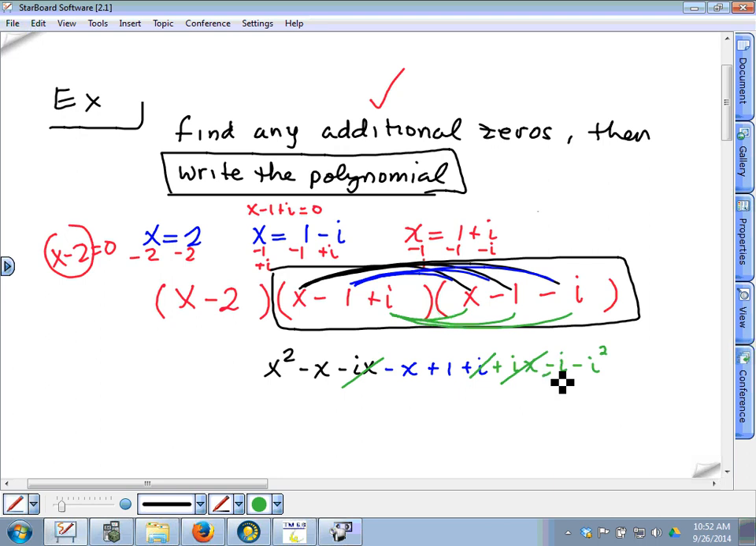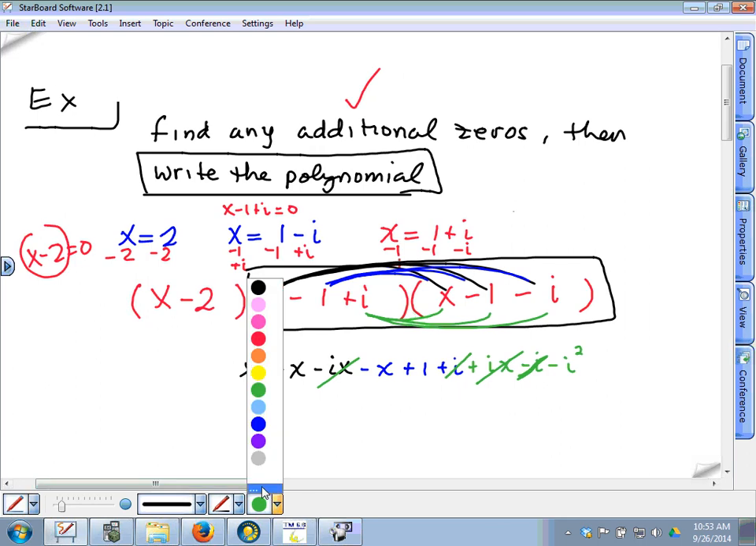Positive i and... Do you notice what is exactly canceling out? Anything that has an i is going away. Isn't that kind of nice? Oh, except for that pesky i squared. Well, here's what we do with that.